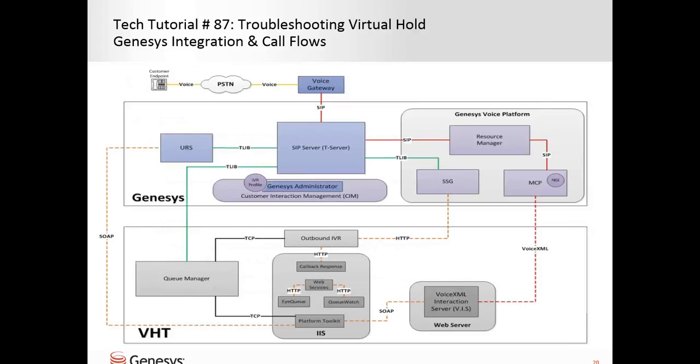Here's an overview of the components and how VirtualHold integrates with Genesys. As you can see, there's TLib messaging that happens between SIP server, URS or ORS, and queue manager monitoring those TLib messages happening on the SIP server. You can see the SOAP request that comes through URS to the platform toolkit, which is housed on your IIS server, as well as the SOAP request that updates the Viz server that handles all the call data that's passed to MCP via VXML.